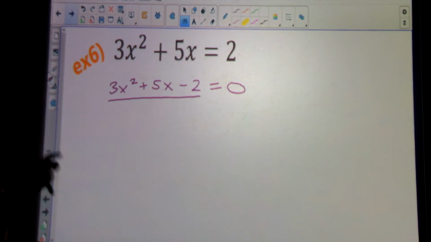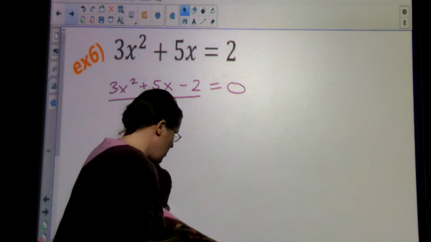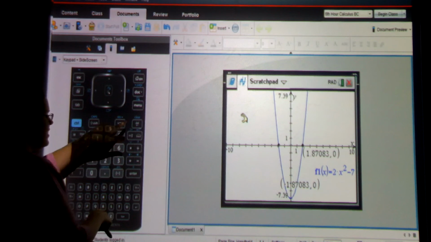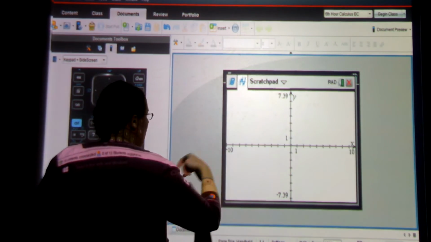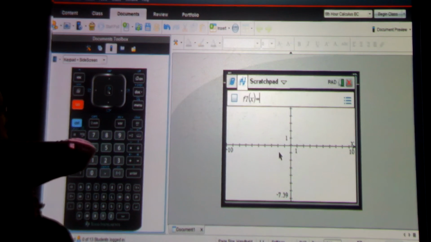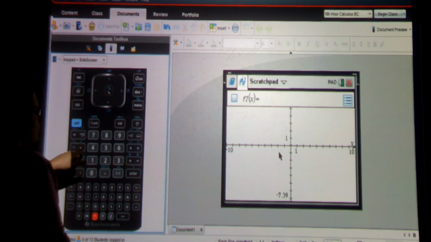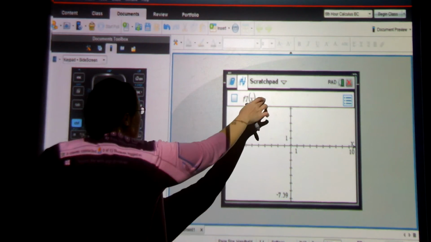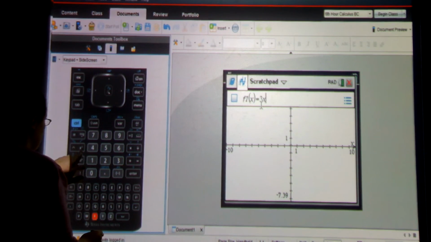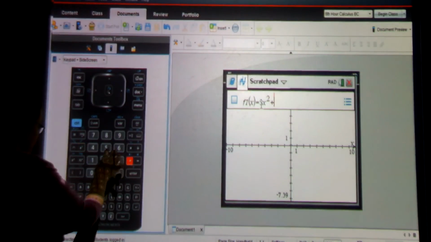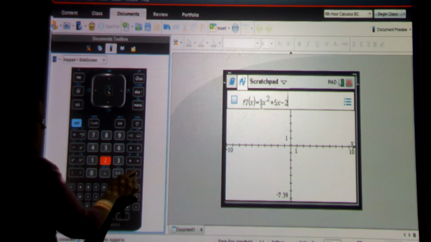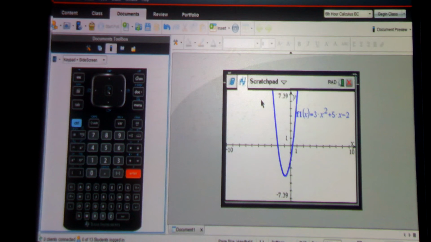So I'm going to put that in my y equals, okay, or if you have an Inspire, the easiest way to get rid of all that is to delete, delete, delete 3 times. So do you want to delete everything? Yes. If you have an 84, you can just clear it out in your y equals. In the Inspires, hit tab, and 3x squared, mine will type. Plus 5x minus 2. Okay, so we should see our nice neat parabola. Hopefully if you're on the 84, you just graphed it in your y equals and hit graph.